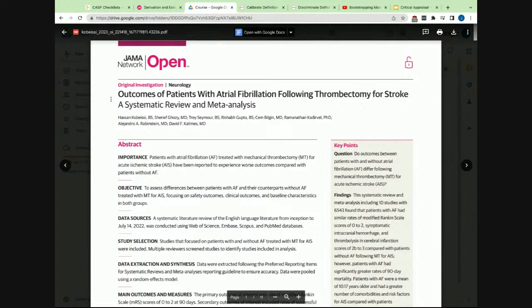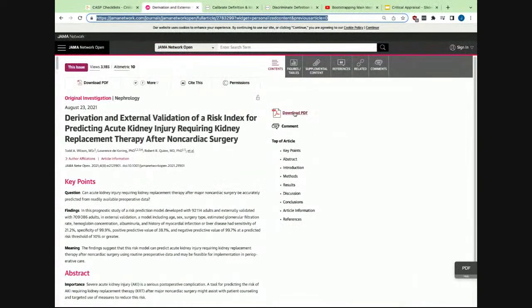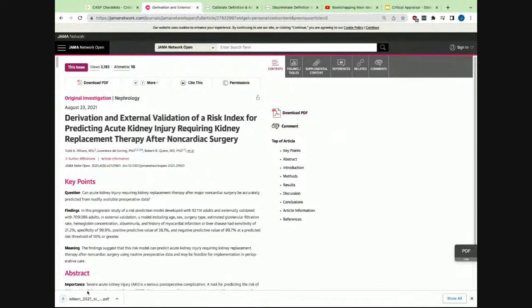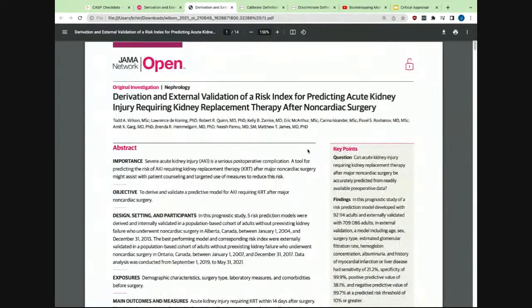First, I start with the title, because the title itself tells you a lot of information. I'm going to open this paper now. Okay, so we're going to start with the title. Derivation and external validation of risk index for predicting acute kidney injury requiring kidney replacement therapy after non-cardiac surgery.